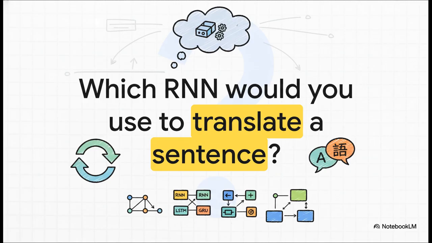One-to-one, one-to-many, many-to-one, and many-to-many. To make sure all this sticks, think about this for a second. Based on what we just covered, which one of these architectures would you pick for a job like translating a sentence? I hope this really helped clarify just how flexible and powerful RNNs can be.